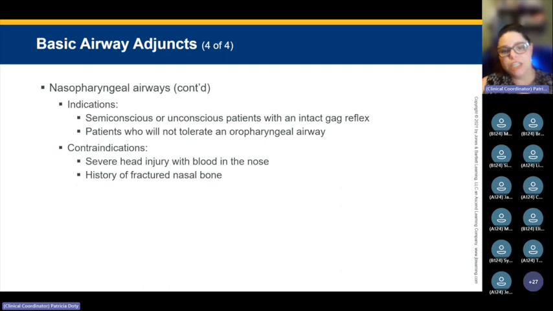Contraindications are severe head injury with blood in the nose and/or a history of fractured nasal bones. The reason for it is that when the nasopharyngeal airway goes into the nose, it can, in fact, go into the skull if there is a fracture there. And no one wants to put oxygen inside the brain, not directly, okay?